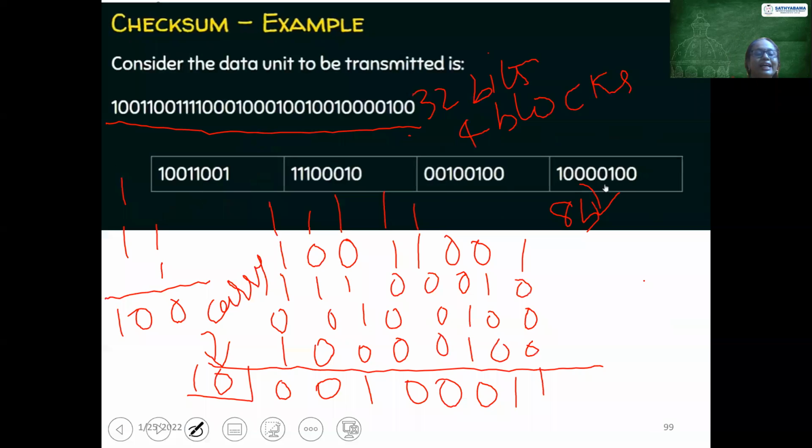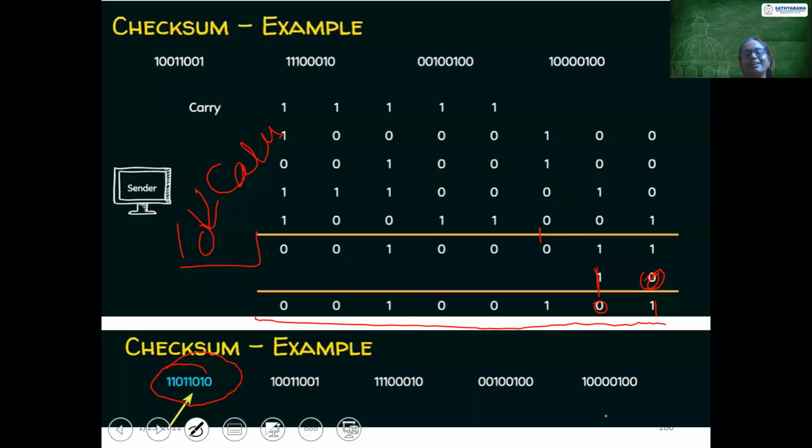Now we are getting 3 bits. Actually, it contains only 8 bits. 1, 2, 3, 4, 5, 6, 7, 8. If it exceeds 8 bits, that is your carry. You all know that. So that carry is added here.